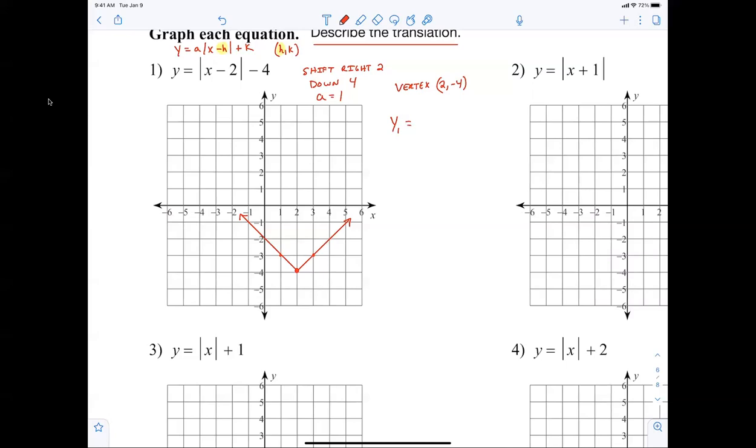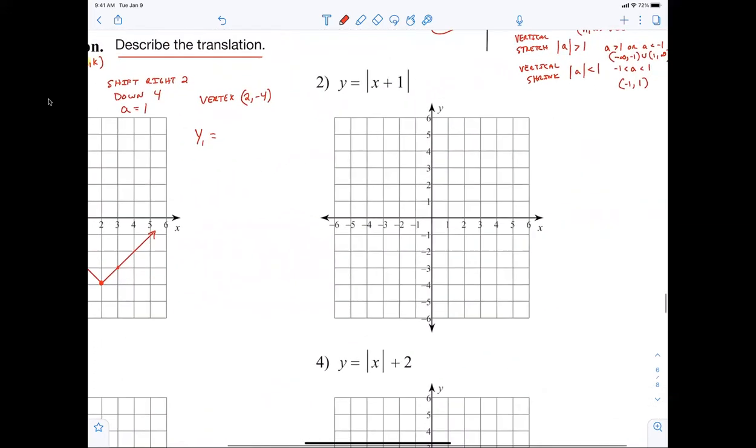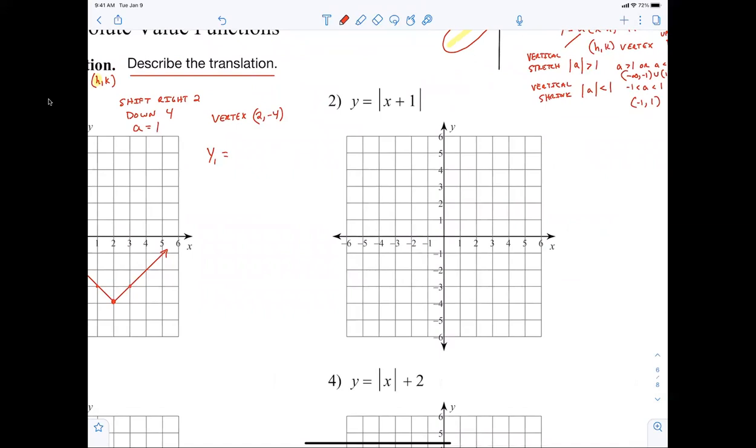All right, so with question number two, this is just shift what? Left one. And the nice thing about it, these translations are for all graphs. All the translations are the same. So this is shifting left one.